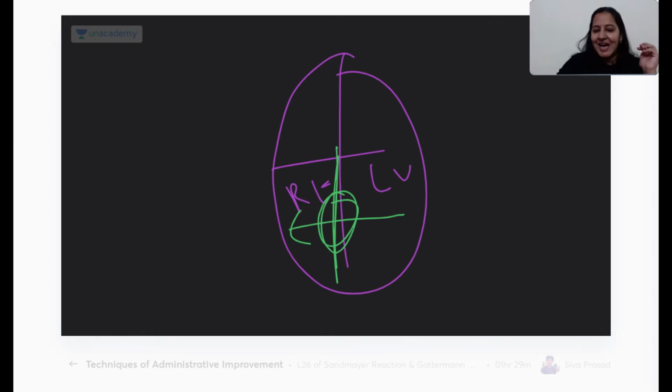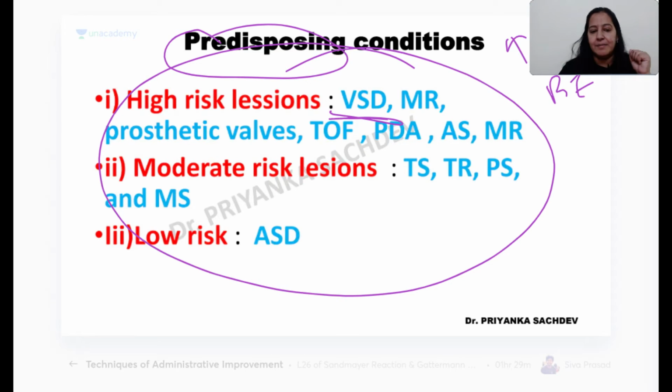And blood flows from left to right side because pressure of blood is always more on the left side, less on the right side, and blood flows from high to low pressure. So through this hole, blood will go from left to right side. This is known as VSD. And in ASD, the hole is in the atrial septum, while in VSD it is in the interventricular septum.